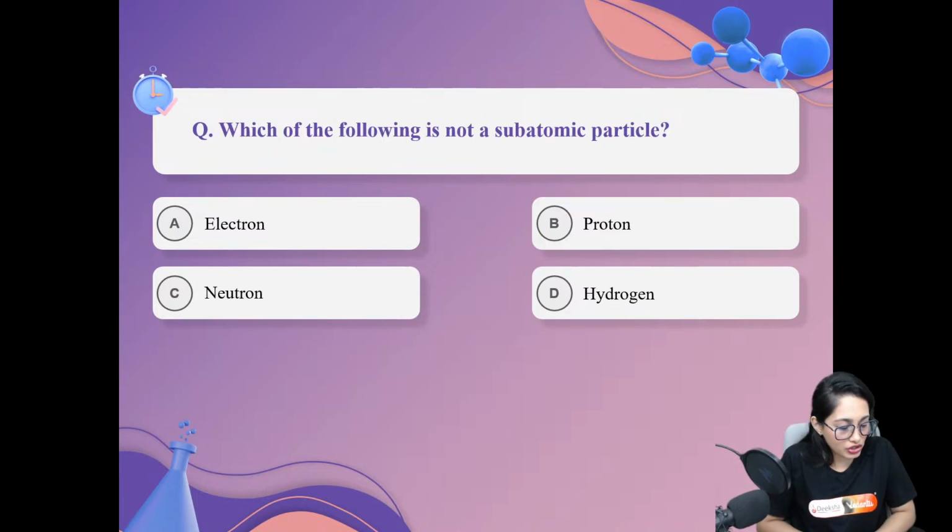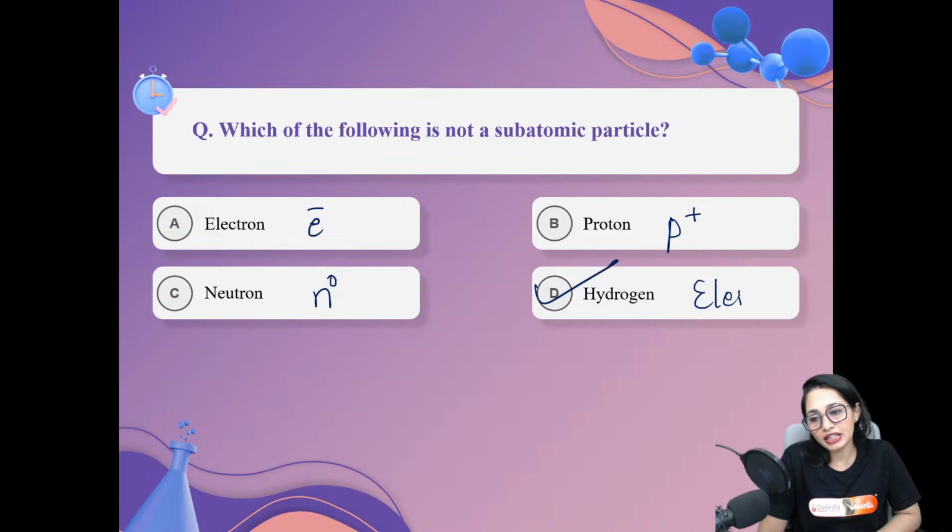Next question. Which of the following is not a subatomic particle? Electron, proton, neutron, hydrogen. Electron is a subatomic particle. Proton is a subatomic particle. Neutron is also a subatomic particle, but not hydrogen. Hydrogen is an element, the first element.